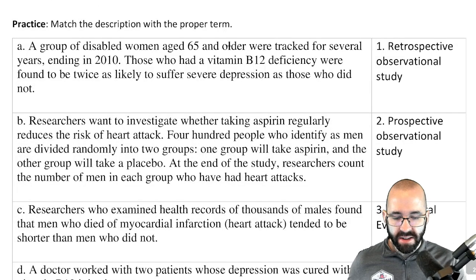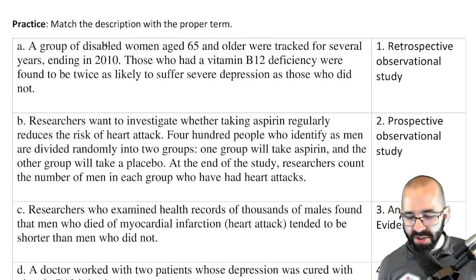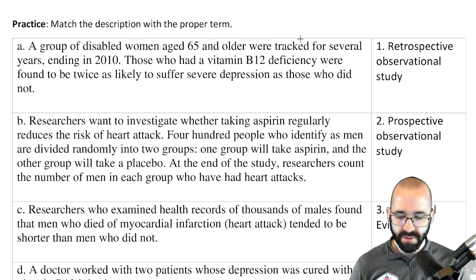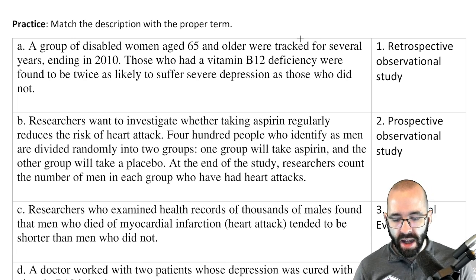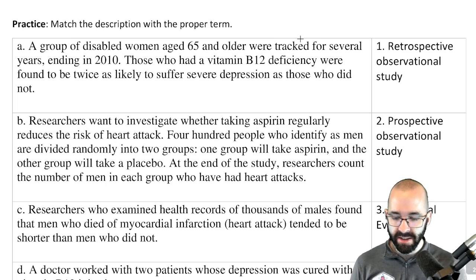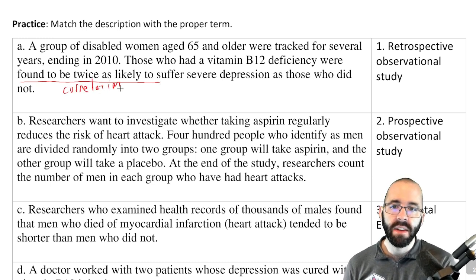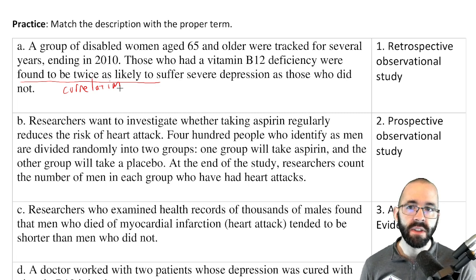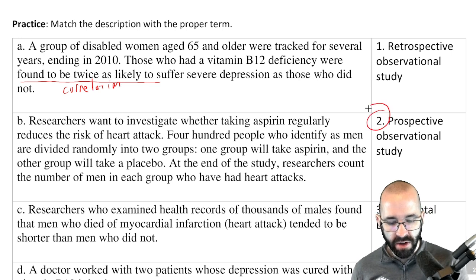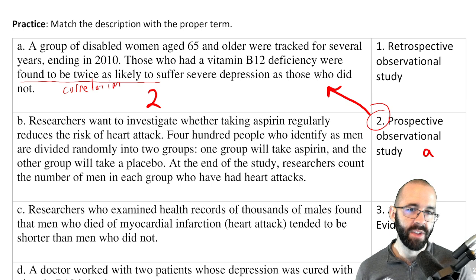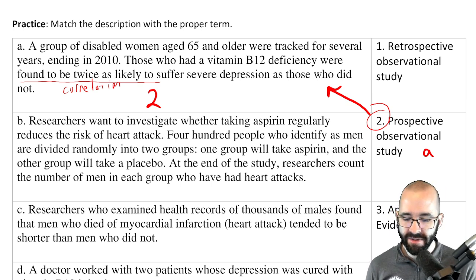So let's get some practice. A group of disabled women aged 65 and older were tracked for several years, ending in 2010. Those who had a vitamin B12 deficiency were found to be twice as likely, that's correlation right there, to suffer severe depression as those who did not. So this was a cohort that was tracked over time. This is a prospective observational study. You can write A over here. You can write 2 over here. You can write an arrow, whichever way you like.